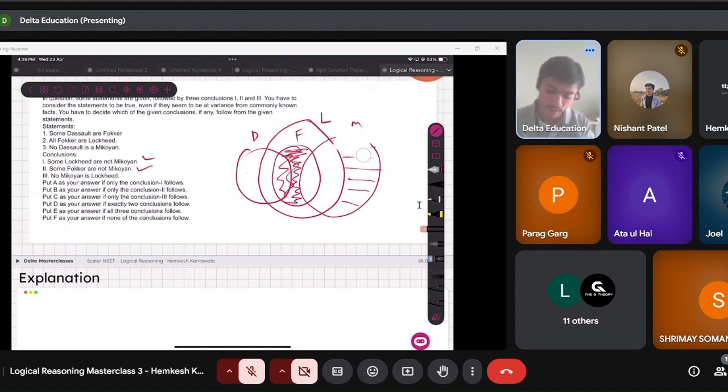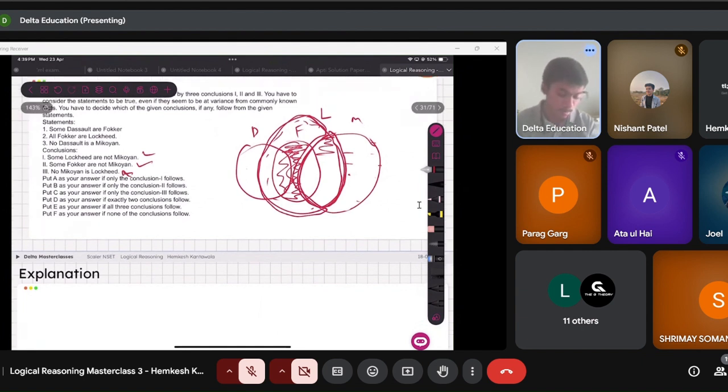Lastly, I told wrong. Some Lockheeds are not Mikoyans. So yes, these are the Lockheeds, this portion, which are Lockheeds but they are not Mikoyans. No Mikoyan is a Lockheed. Now this is wrong. These are the Mikoyans, but they are also Lockheed. So yes, this is the wrong conclusion. So only two conclusions are correct, which is 1 and 2. So our option D is correct, which says that only two conclusions follow.